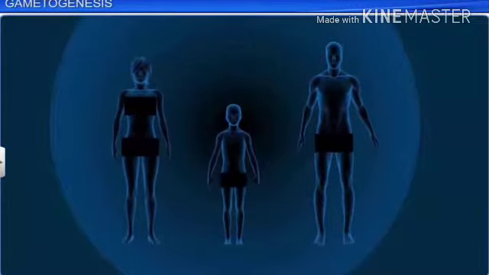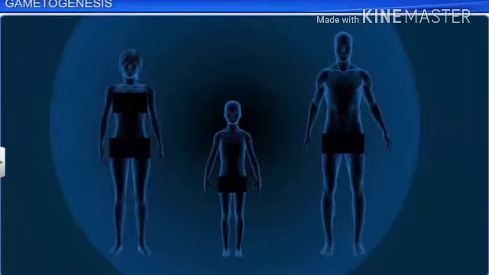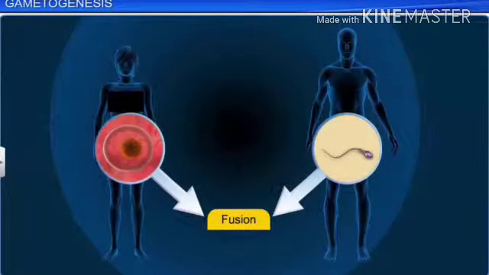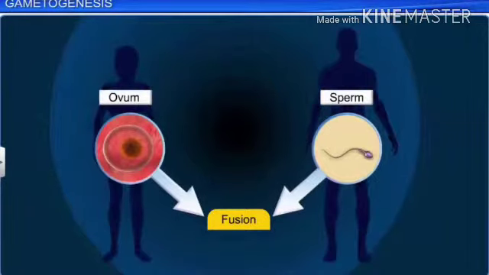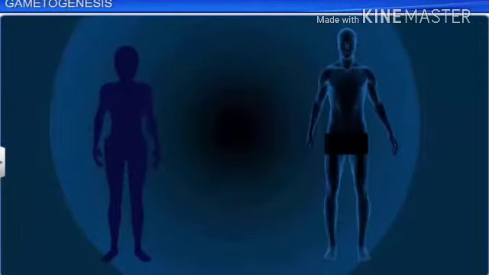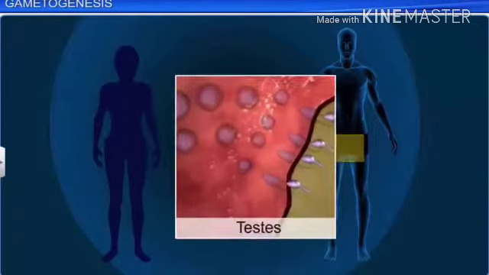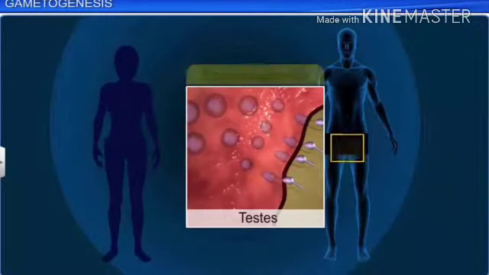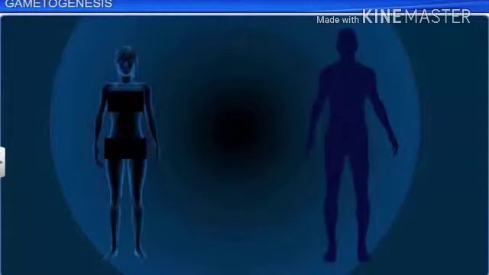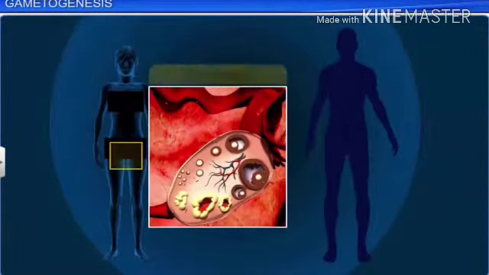Reproduction, an important process in human beings, involves the fusion of the male and female gametes called sperm and ovum. These gametes are formed by a process called gametogenesis. In males, the process of gametogenesis occurs in the testes and is called spermatogenesis, whereas in females, gametogenesis is called oogenesis and occurs inside the ovary.